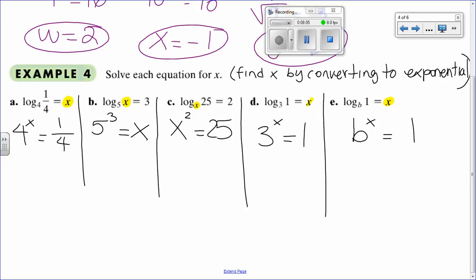All right, so Angel, the first one. What do you think x should be? What power do you need to raise 4 to get 1/4? Very good. Now the next one's kind of weird. It's different, right? Because we don't have to ask ourselves, to what power do you have to raise 5? We actually could just say, what is 5 cubed? So remember, it's not 5 times 3. You're actually multiplying 5 times 5 times 5.